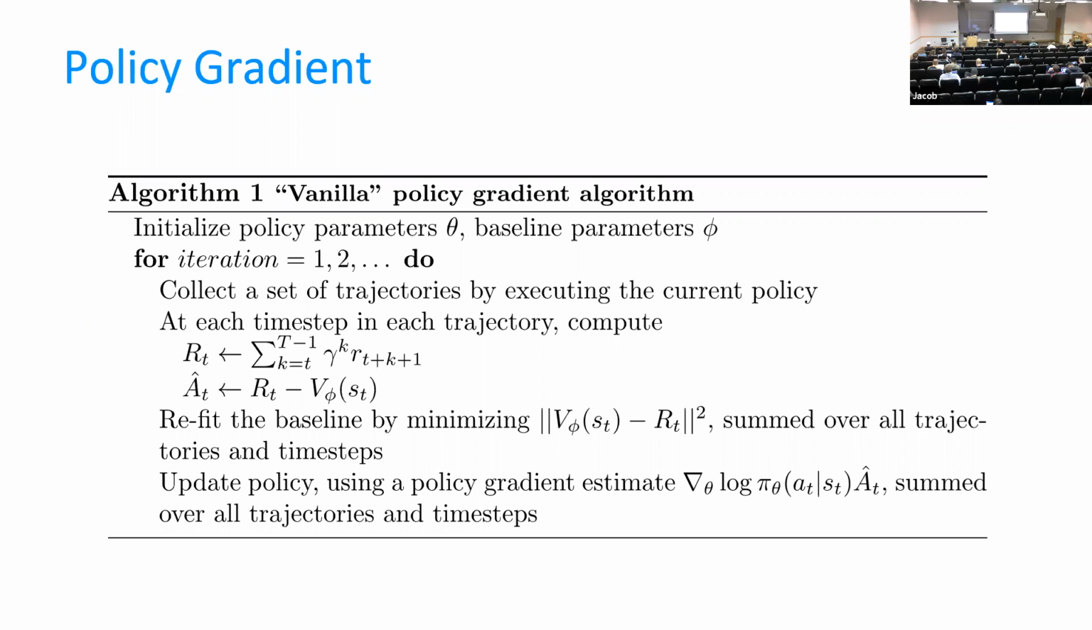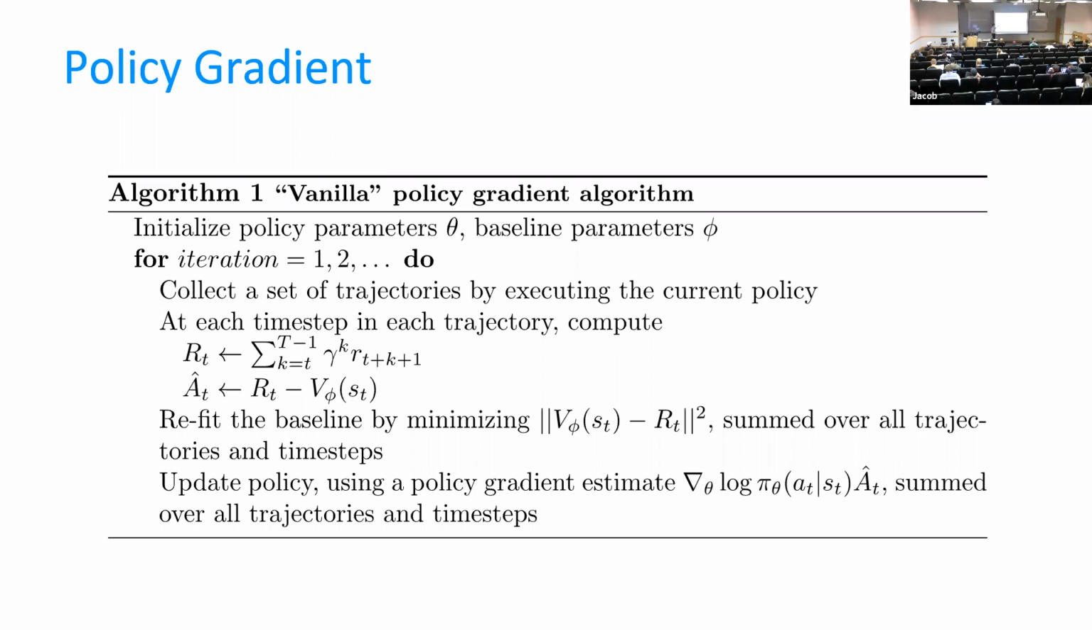And then we have two different updates. We're calling our baseline our value network. So we're going to optimize our value network by taking the mean squared error between the expected value of the state and the true value of that state. And then we're going to update our policy by basically updating actions that give higher advantage to have higher likelihood, and actions that have lower advantage to have lower likelihood. And then we repeat that.